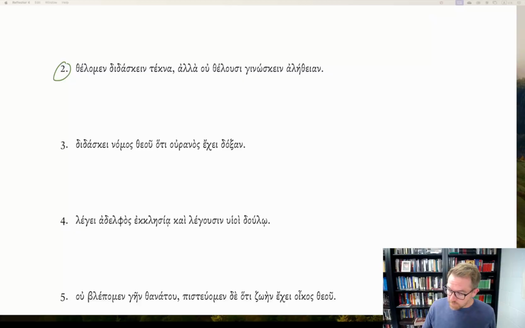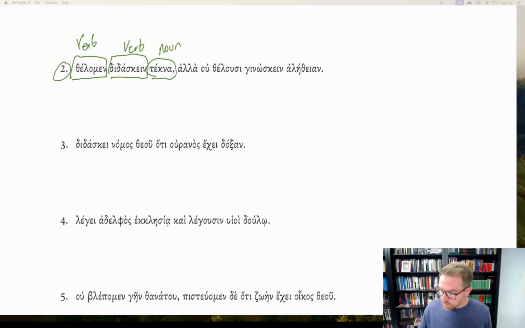Notice we have at the very beginning our verb and another verb, didaskein, followed by our only noun. So, how do we know what we have here? Thelomen, we. Why is it we? Because it's a first person plural. So this is a first person plural, present active indicative.